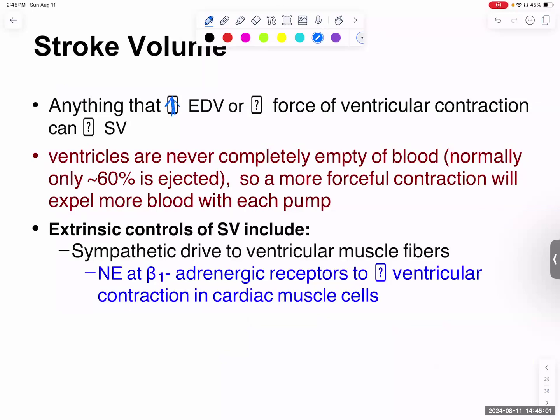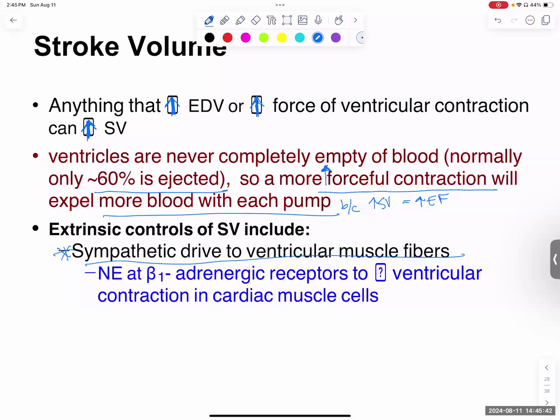Anything that increases end diastolic volume or increases the force of ventricular contraction is going to increase stroke volume. Ventricles generally are never emptied of blood. Usually only 50 to 60% is ejected at rest. If the sympathetic nervous system increases the force of contraction, then stroke volume goes up and ejection fraction goes up. And what controls this, say when you're exercising, is your sympathetic nervous system. Remember, you have these adrenergic receptors that will bind norepinephrine on those cells and increase the excitement of those cells. It will increase their contractile force, and that's going to increase stroke volume.